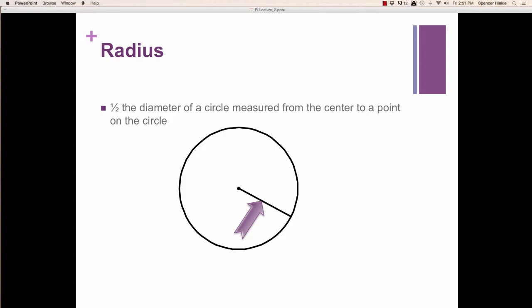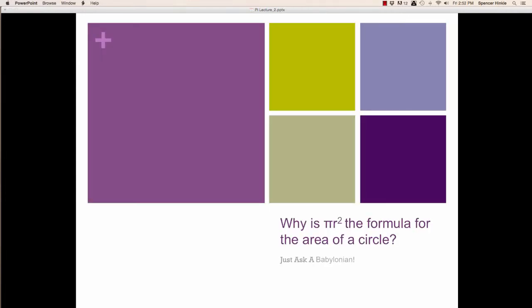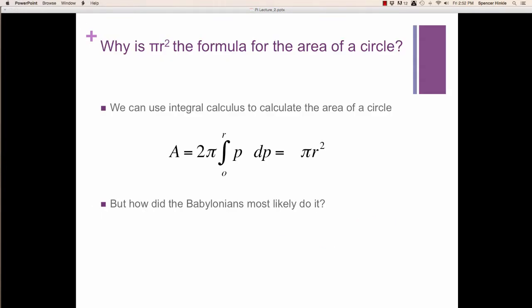And now back to the question at hand. Why does pi r squared give us the area of a circle? Well, we can use integral calculus to explain it, but we want to do it like the Babylonians. So let's take a closer look.